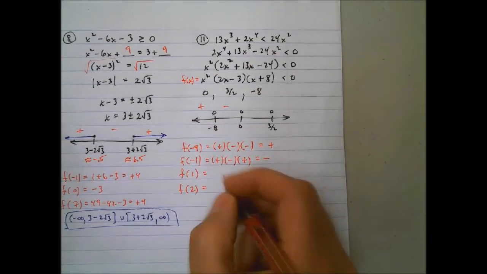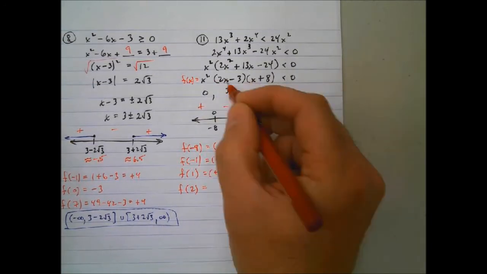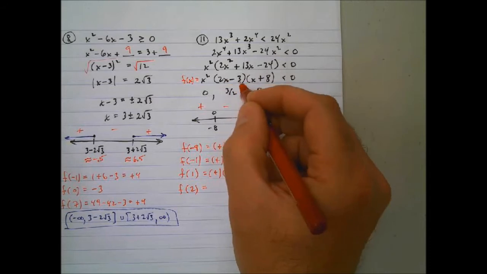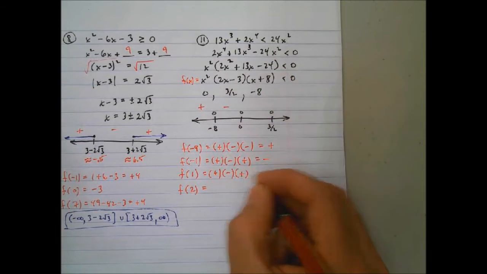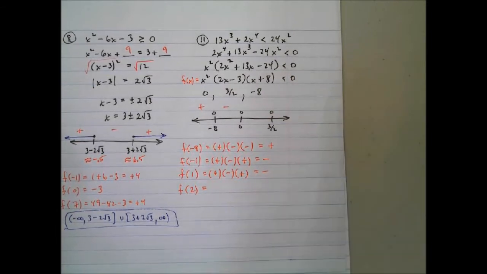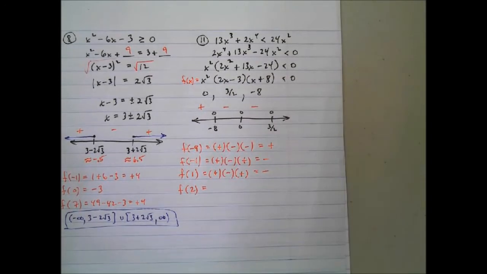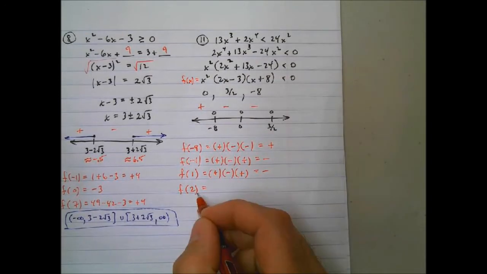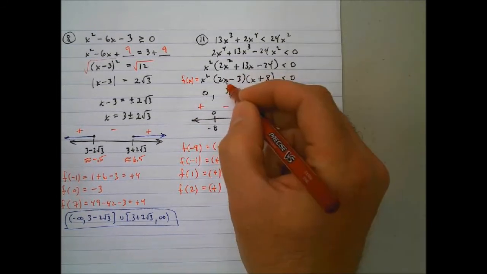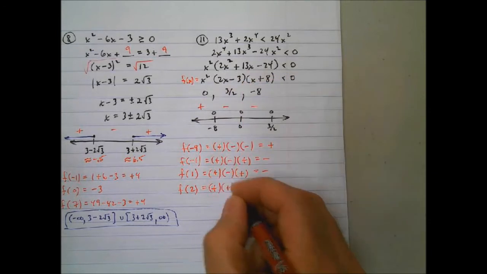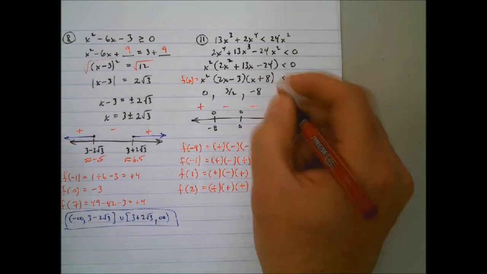So if we input a 1, I get 1 squared is positive. 2 times 1 is 2, minus 3 is negative. And 1 plus 8 is positive, and we get negative. Oh, look, the signs didn't alternate right there. Let's plug in a 2. 2 squared is 4, it is positive. 2 times 2 is 4, minus 3 is 1, which is positive. And 2 plus 8 is positive, and overall that is positive.